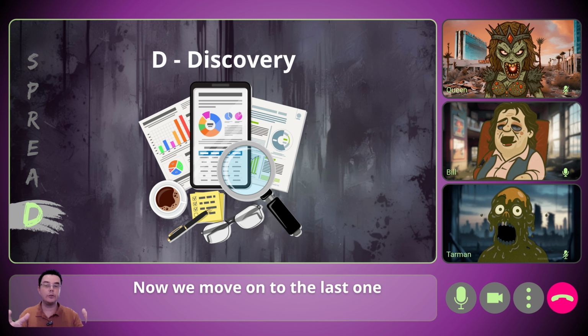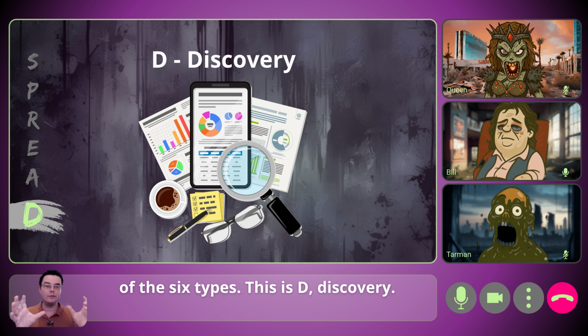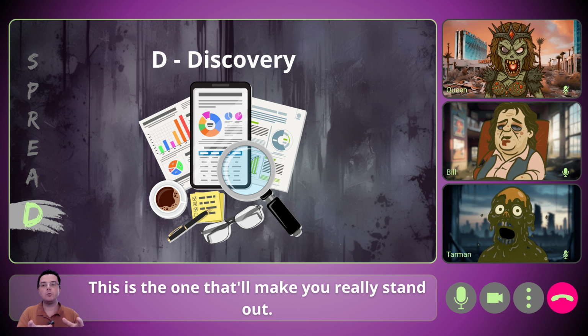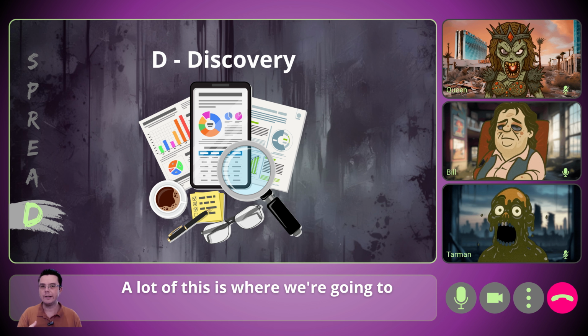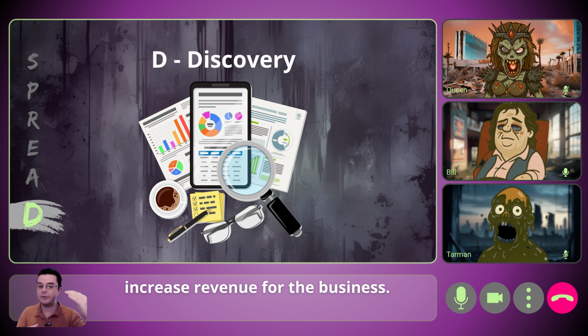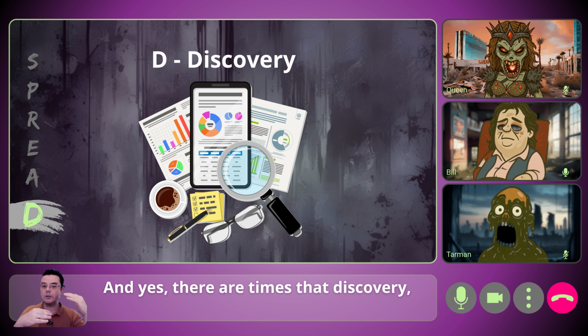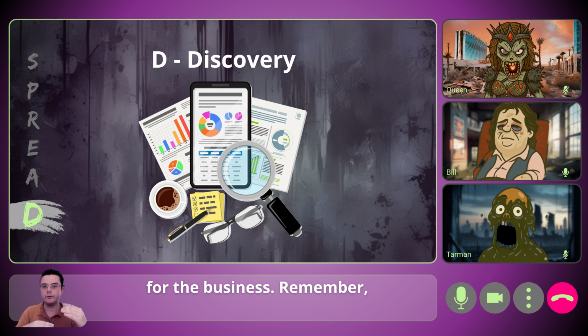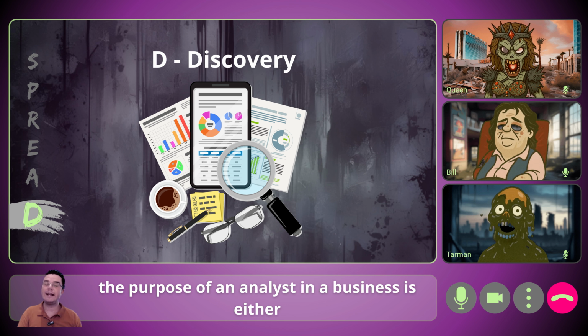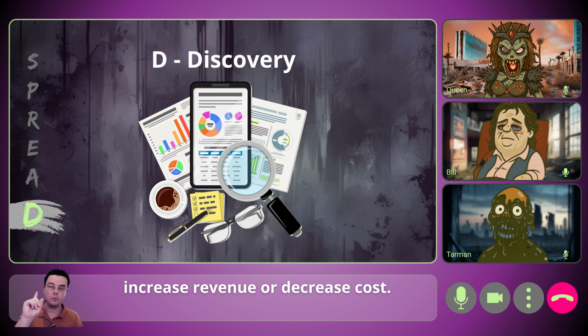Now we move on to the last one of the 6 types. This is D, discovery. This is the one that'll make you really stand out. The goal of the discovery type analysis outcome is to find new opportunities. A lot of this is where we're going to increase revenue for the business. And yes, there are times that in discovery we can discover something that reduces cost for the business. Remember, the purpose of an analyst in a business is either to increase revenue or decrease cost.